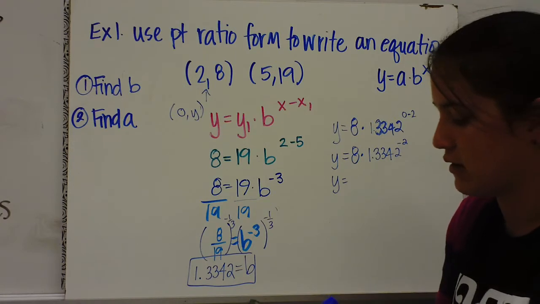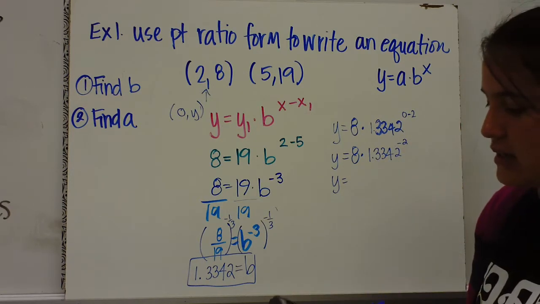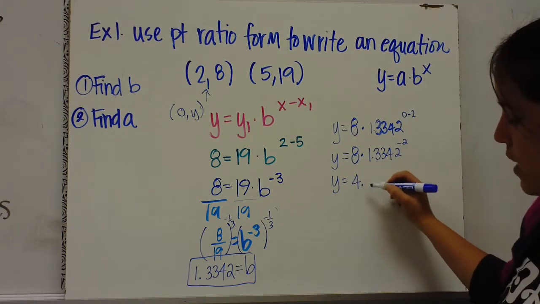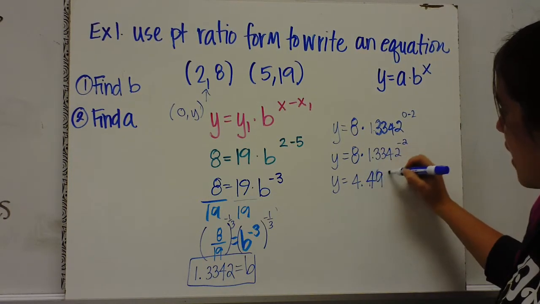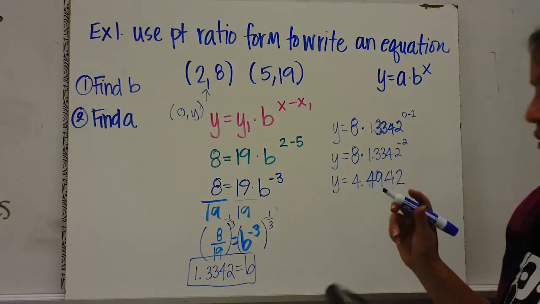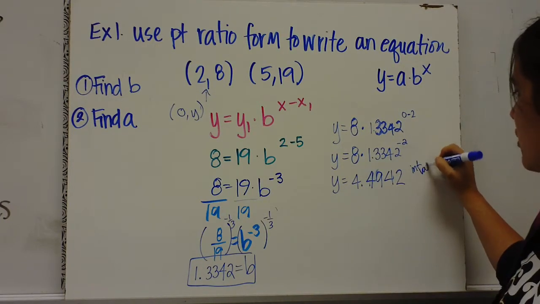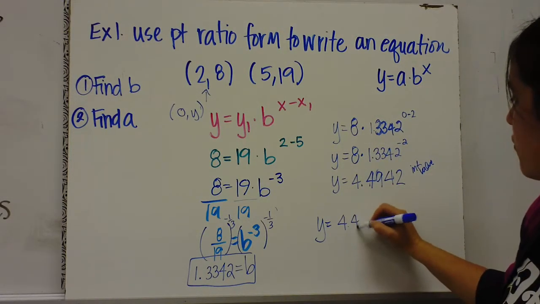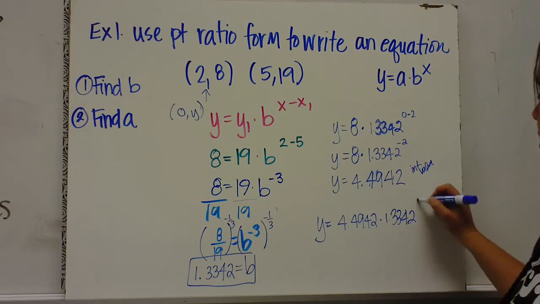And I can type that into my calculator, 1.3342 to the negative 2 power times 8. And that gives me 4.4942. And that is my initial value. So, to wrap it all up, now that I found my initial value, that's like my A, I can rewrite it this way. Y equals 4.4942 times B, 1.3342, raised to the x power.